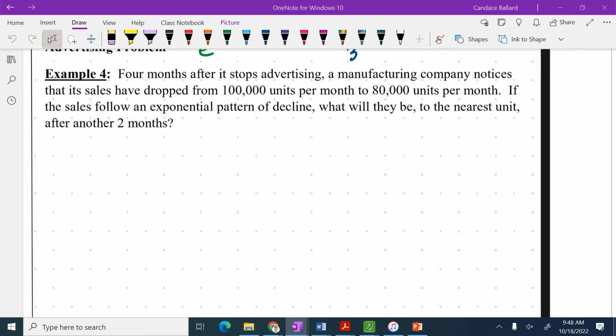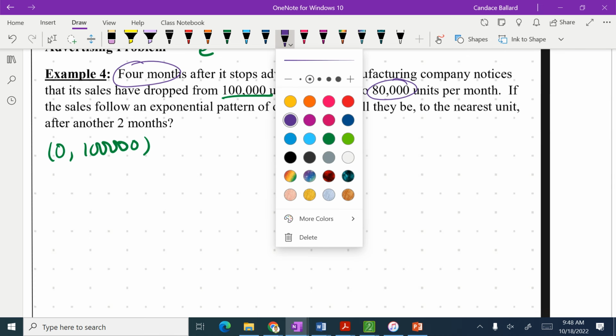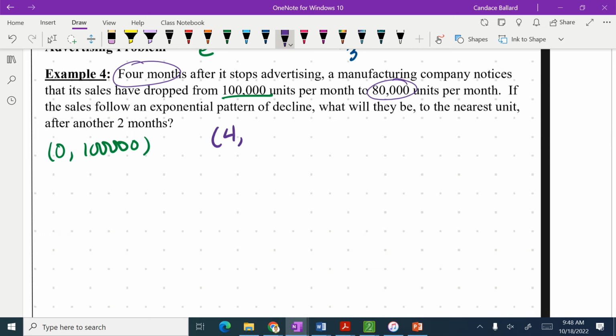All right. What is our initial condition? Where do we start? Yeah, we're starting at 100,000. Good job. So this is our initial condition right there. So we know at time 0 we have 100,000. What's our other number set that's in there? There's one more. Yeah, 4 months and 80,000. So we know that our other time measurement is 4 for the 80,000 units. Okay, normally we don't put commas in those things.